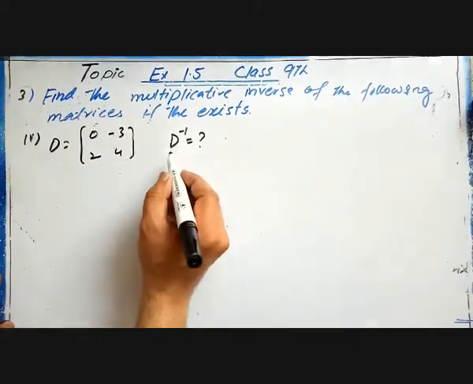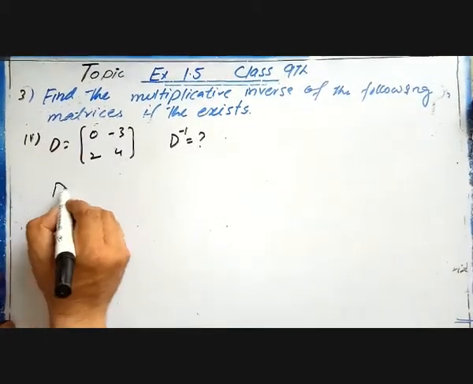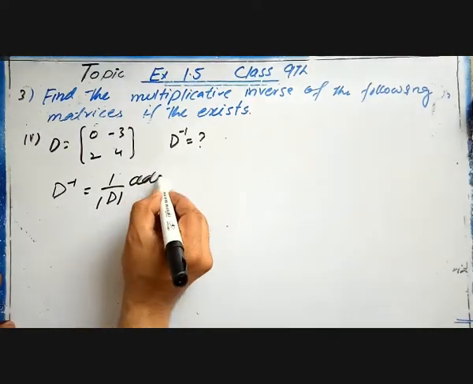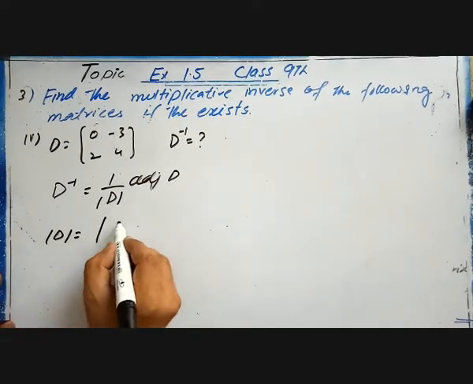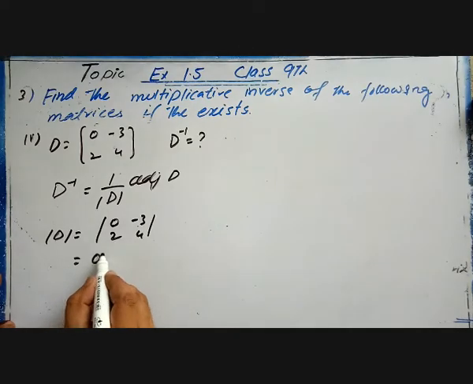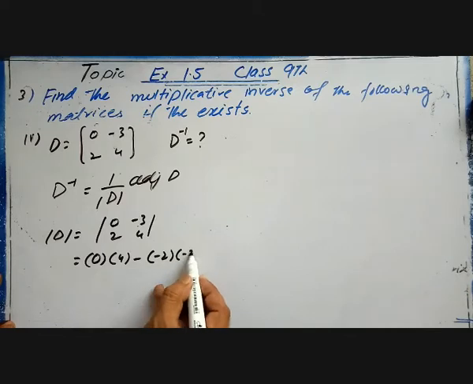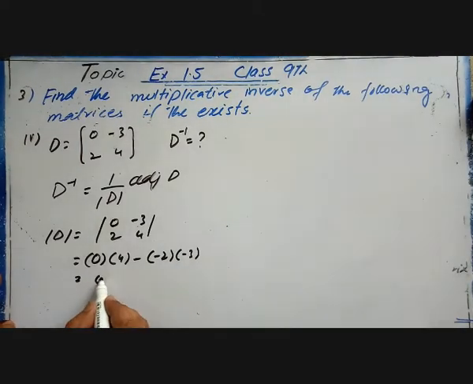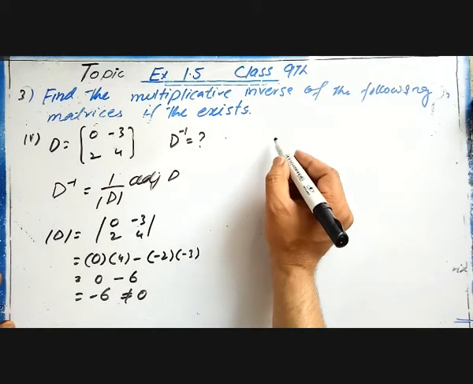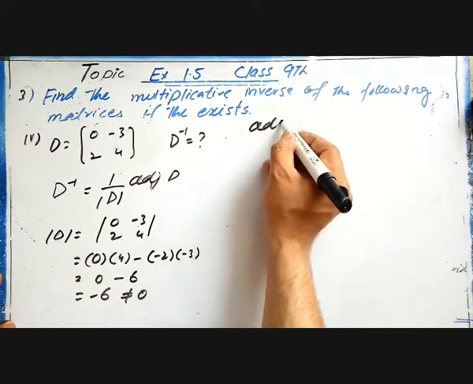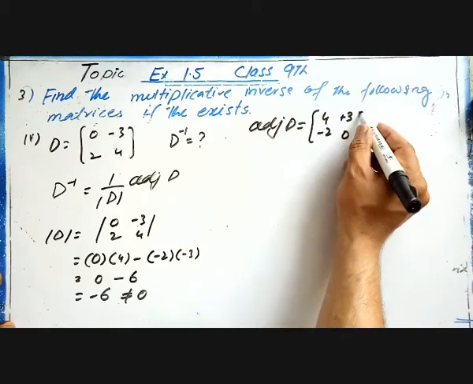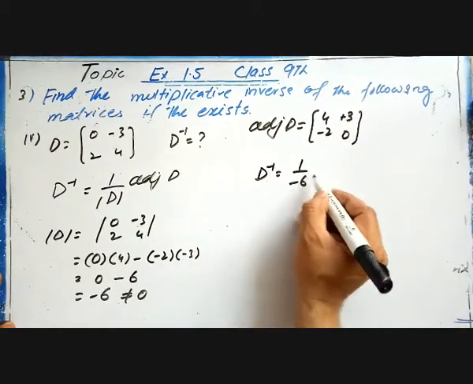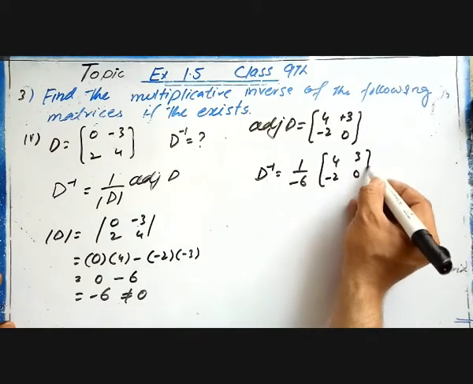Part number 4, D is equal to 0 minus 3 2 4, and we have to find D inverse. So for D inverse, one over determinant of D into adjoint of D. First of all we have to find the determinant, whether it exists or not. So determinant will be equal to 0 into 4 minus 2 into -3. So D inverse exists. And now adjoint of D will be equal to: change this place, 4 0, and change the sign, +3, 4 3 -2 0. This can also be the answer.